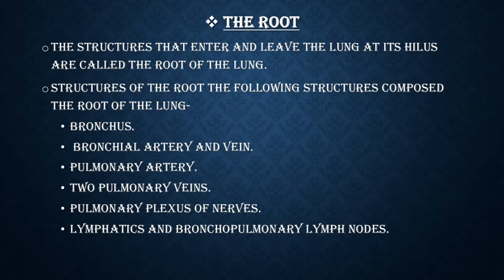The structures of the root are as follows: the bronchus, eparterial and hyparterial on the right side and hyparterial on the left side. Next are the bronchial artery and bronchial vein, pulmonary artery, two pulmonary veins, pulmonary plexus of nerves, lymphatics and bronchopulmonary lymph nodes.